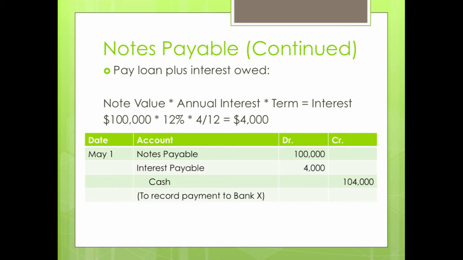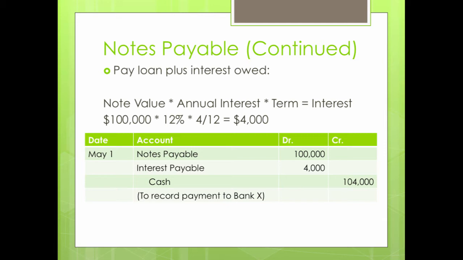So what we do to record the day that we make this payment is we need to debit notes payable by $100,000. Remember, we're paying it back, so we need to reduce that account because we no longer owe that $100,000. We're also going to be debiting interest payable because we are going to be reducing that account. We're going to be paying it off.